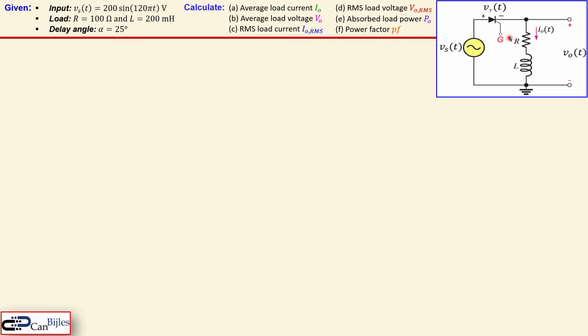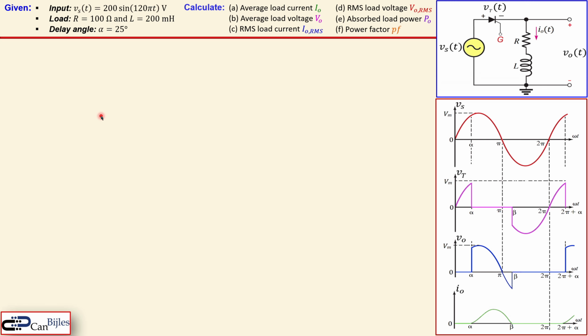We will apply here a signal. Again, the input signal is here, and we will measure the voltage across the complete load, and we'll also look at the load current. So what we want to calculate is the following. We would like to calculate the average load current for this situation, the average load voltage, then the RMS load current, and also the RMS load voltage. Then we'll look at the absorbed power in the load and the power factor finally. So let's go one by one how we can do the calculations for this example.